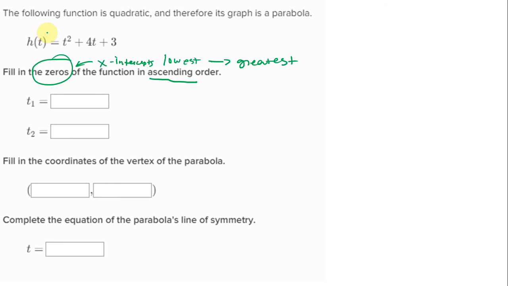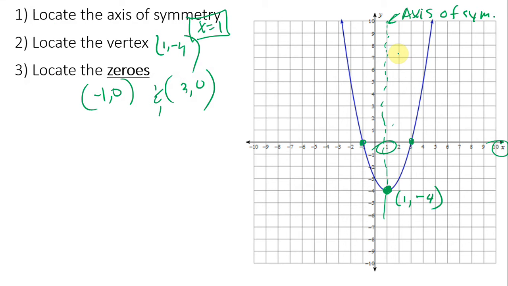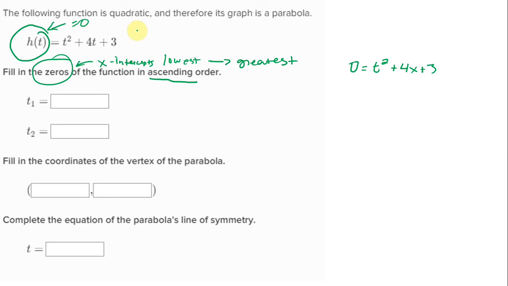I'm going to set this part, my y value, equal to 0. So my equation will be 0 equals t squared plus 4t plus 3. And I set it equal to 0 because we're looking for the points on our quadratic that have y coordinates of 0. So I'm going to take my y variable, my h of t, my output, and just make it 0 and solve for t.